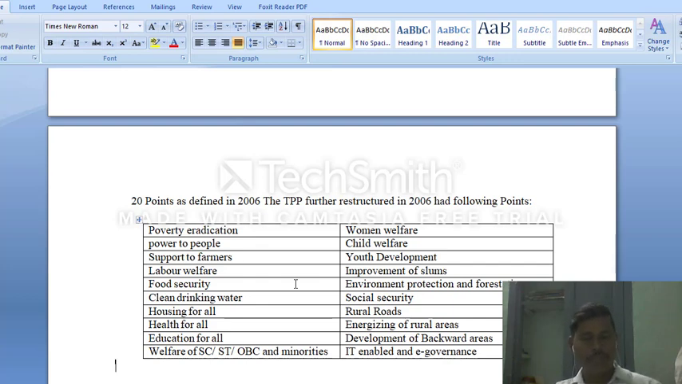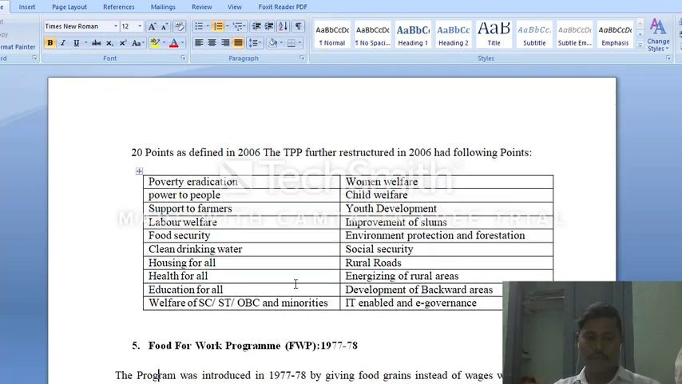The main focus was given to eradication of poverty, power to people, support to farmers, labor welfare, food security, clean drinking water, housing for all, health for all, education for all, welfare of SC, ST, OBC and minorities, women welfare, child welfare, youth development, improvement of slums, environment protection and afforestation, social security, rural roads, energizing of rural areas, development of backward areas, IT enabled and e-governance.